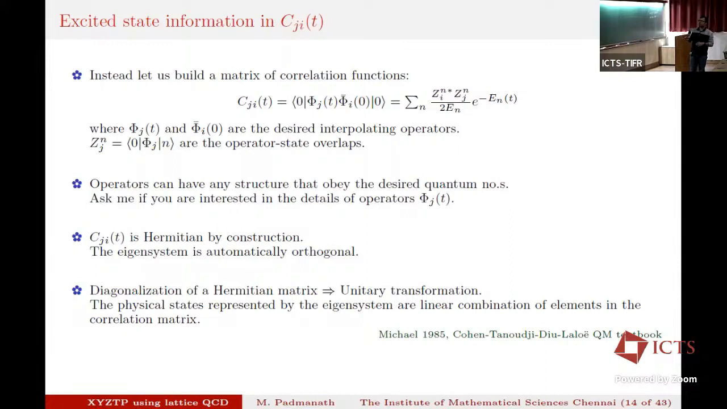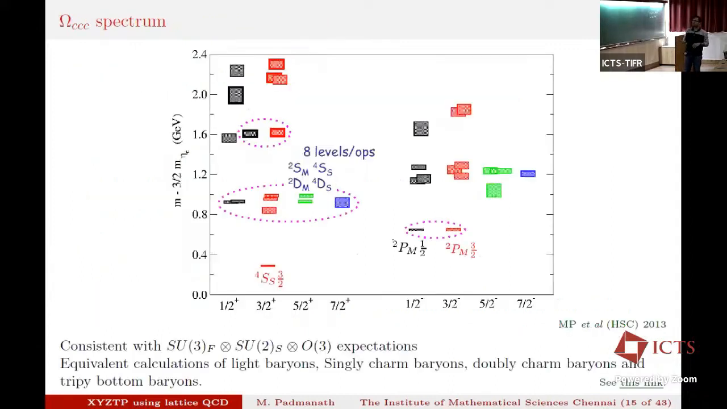a correlation matrix, and we can construct the correlation matrix in such a way that it is Hermitian, so the eigensystem is automatically orthogonal, and the physical states in this Hermitian correlation matrix are represented by the eigenvalues of this system. All right, so you can simply diagonalize this correlation matrix and extract the excited state information the same way you did for the ground state.